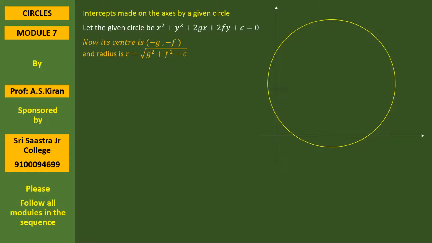There is x-axis, there is y-axis. Now the center is minus g comma minus f, and the radius is r. What is the value of r? Root of g square plus f square minus c. What is our purpose here? To find the intercepts along x-axis and along y-axis. See the diagram? AB is x-intercept. CD is y-intercept.